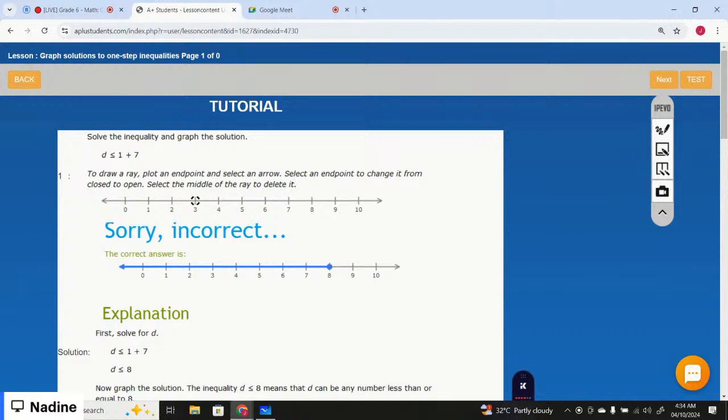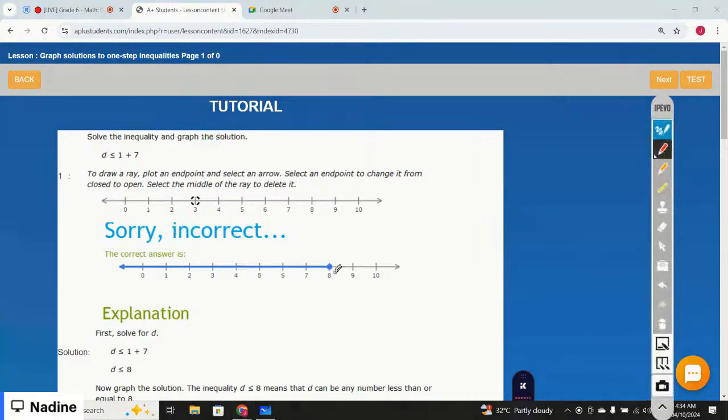Solve the inequality and graph the solution. You have to solve and then graph the inequality. Now we know how to graph, right? So that is d is less than or equal to 1 plus 7. Just add, 1 plus 7 is 8. So you have two things you need to see here again for graphing. That is d is less than or equal to 8. One thing is equal, that means you must have a closed circle at 8, and that is less than 8, so the arrow must be pointing on the left hand side. Got it?